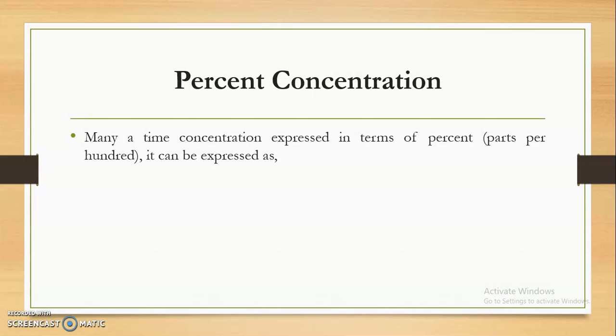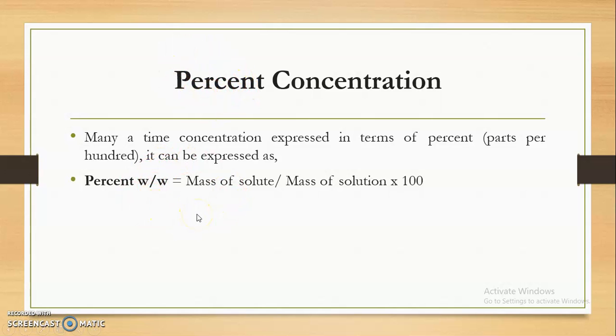Many times a concentration is expressed in terms of parts per 100, and it can be expressed as percent weight by weight. Now, what is the meaning of percent weight by weight? Here, it is expressed as mass of solute divided by mass of solution, multiplied by 100. As we multiply this ratio by 100, these concentrations are nothing but the percent concentration. What is the meaning?